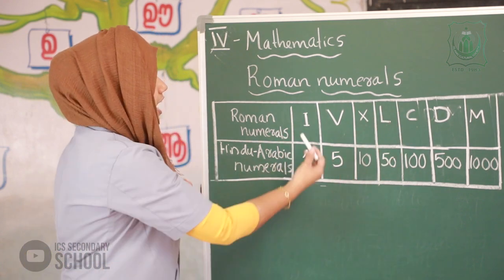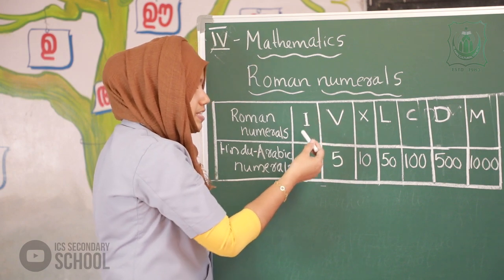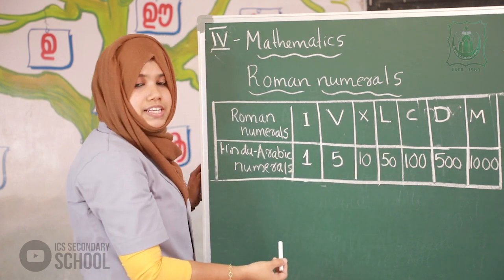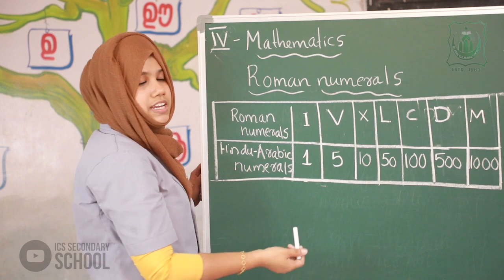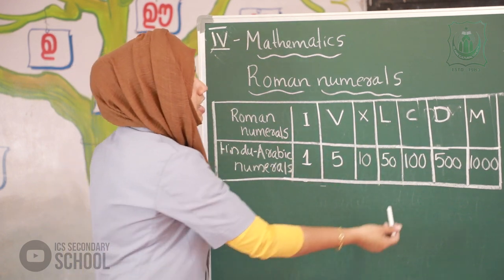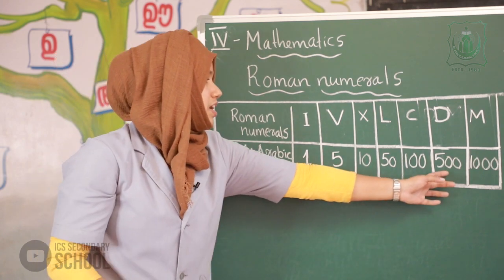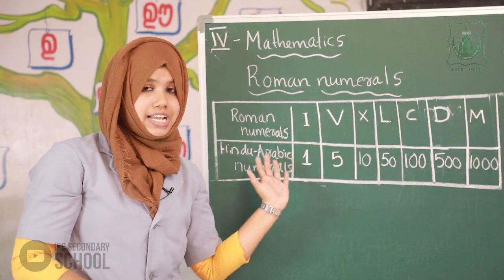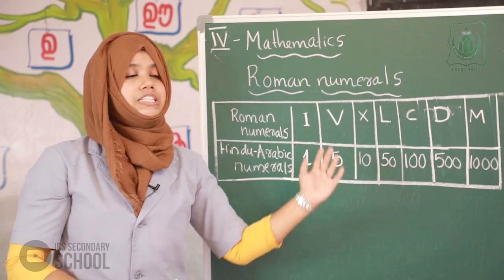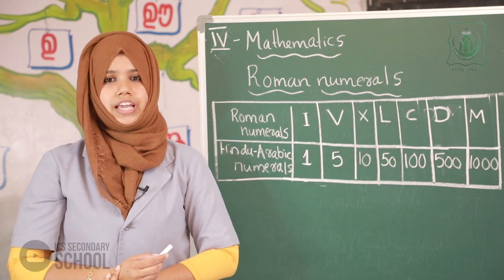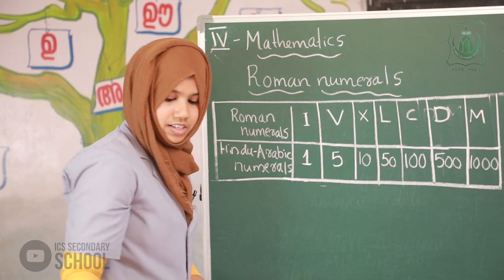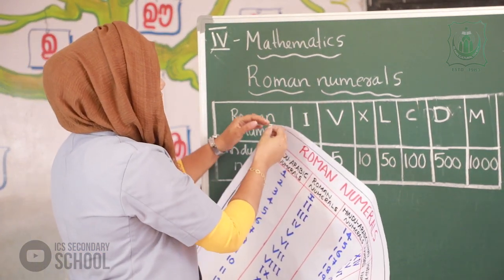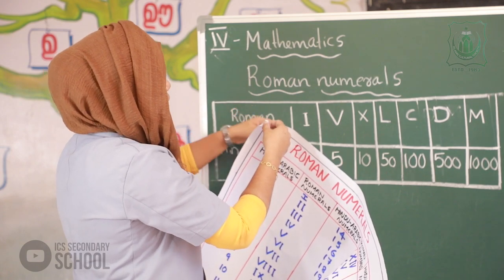It is clear that the letter I represents the number 1, V represents 5, X represents 10, L represents 50, C represents 100, D represents 500, and M represents 1000. So, you should write in your notebook and study well about these letters and the numbers also. Now I will show a chart of Hindu Arabic numerals from 1 to 13 with their corresponding Roman numerals.